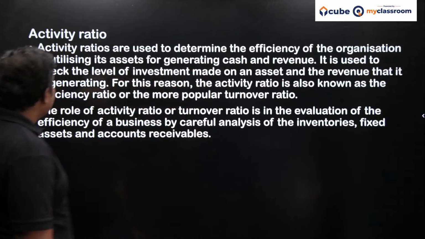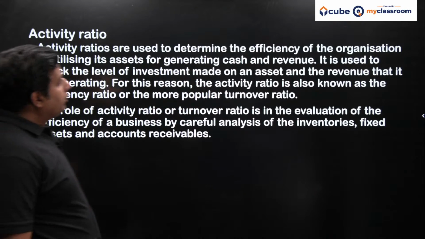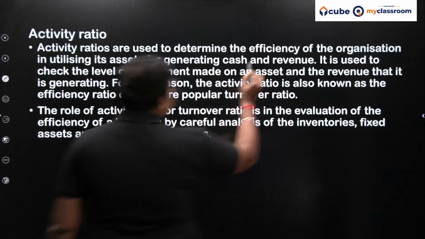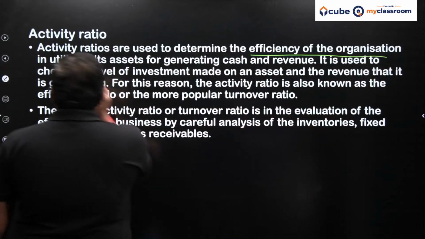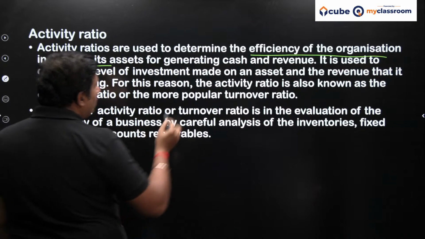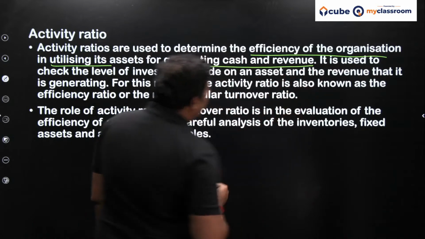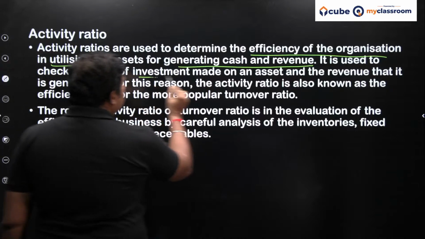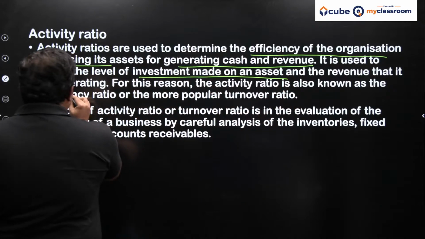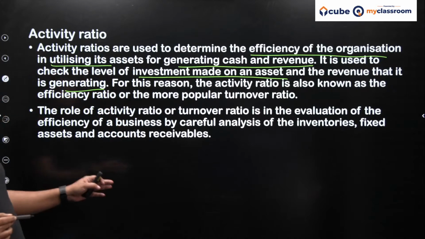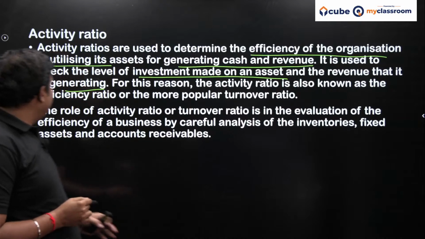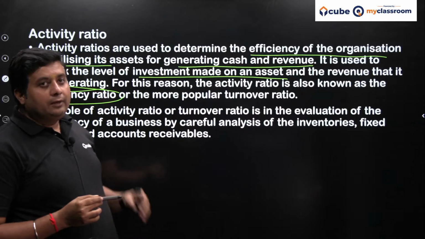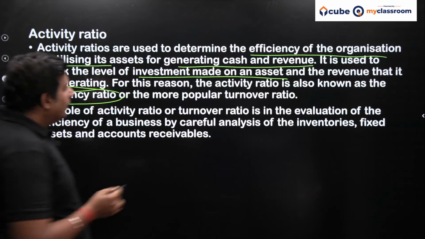So if I talk about activity ratios, activity ratios are used to determine the efficiency of the organization in utilizing its assets for generating cash and revenue. It is used to check the level of investment made on an asset and the revenue that is generated from it. For this reason, the activity ratio is also known as the efficiency ratio. So, the other name of activity ratio is efficiency ratio. We can also call it turnover ratio.